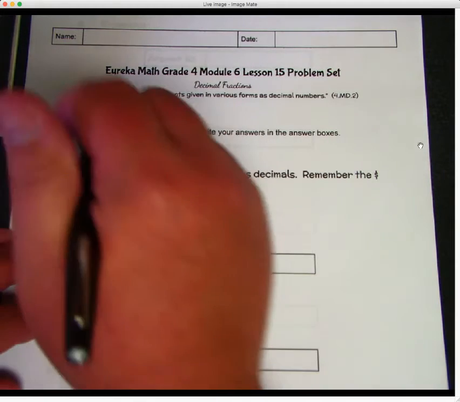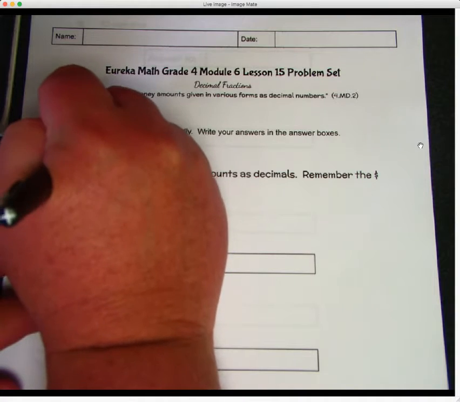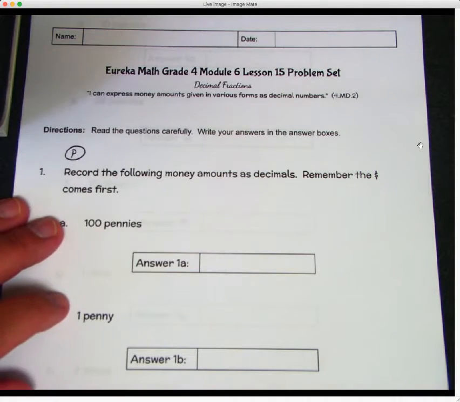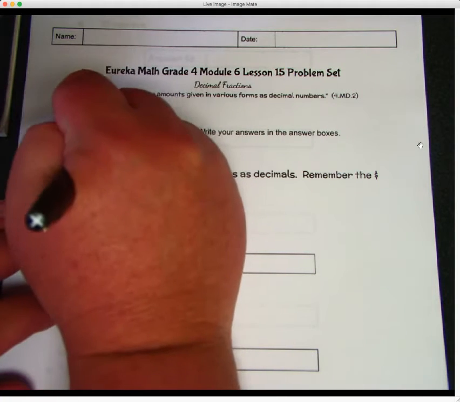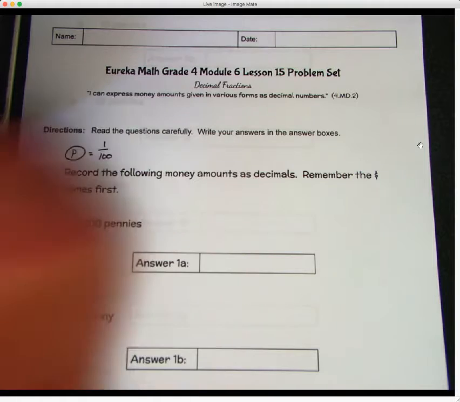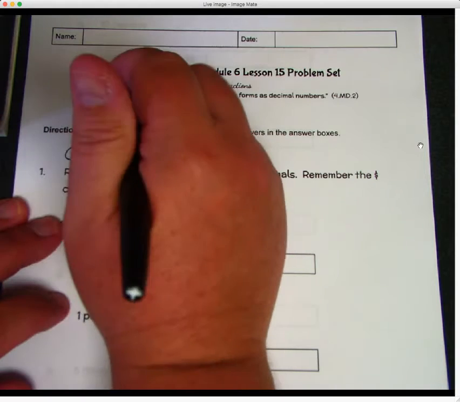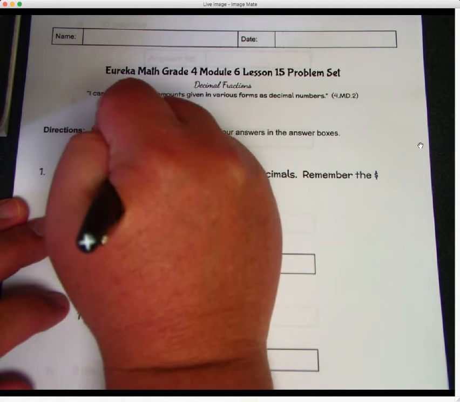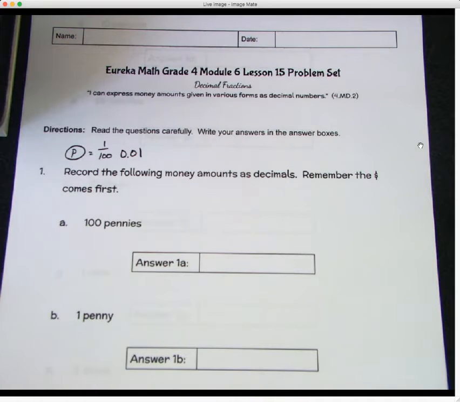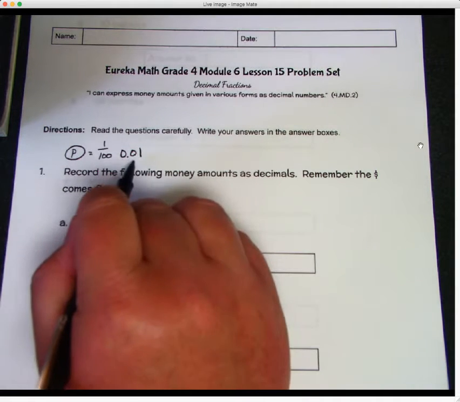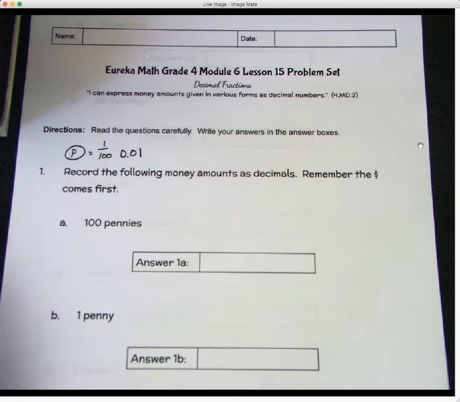All right. So let's draw a penny, and I'm going to put a P in it for penny. A penny is worth 1 cent. How many pennies does it take to make $1? It would take 100 pennies to make $1. So a penny is equal to 1/100th of $1 because it takes 100 of them to equal $1. That's the fraction. So if I write a penny as a decimal, it looks like a 1 in the hundredths place.